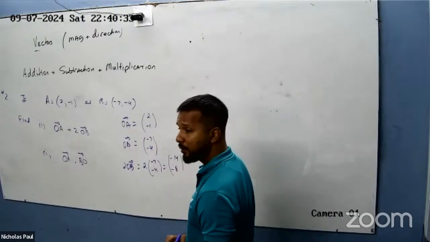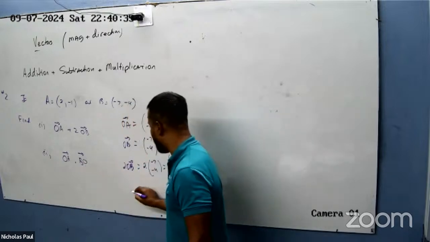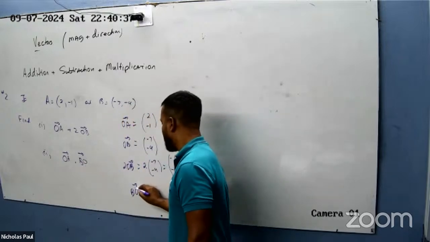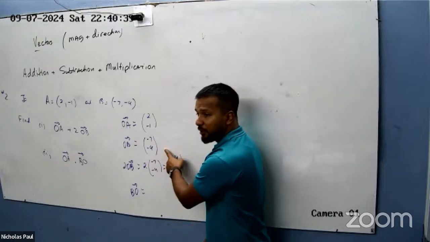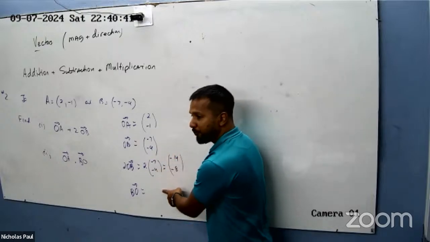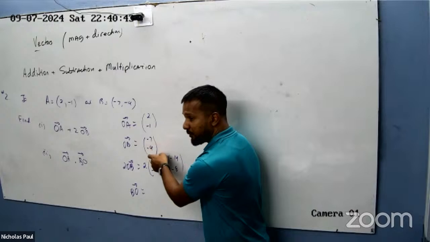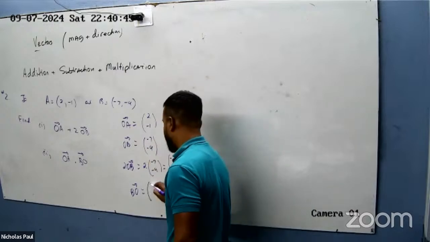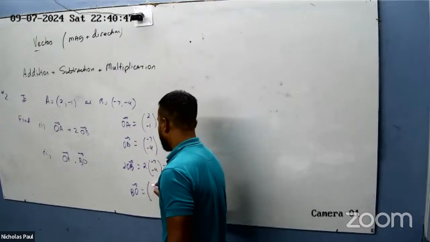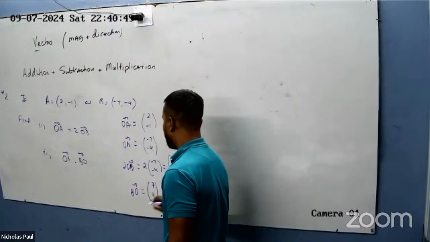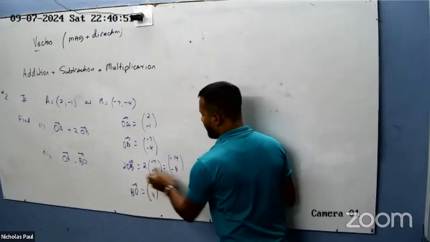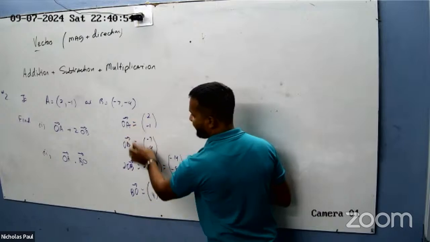That's okay? Now I need BO. I have OB, so what will be BO? Change the signs. That's what we did a little earlier. So you change the signs to 7 and 4. So we have OB, we have BO, we have everything we need now.